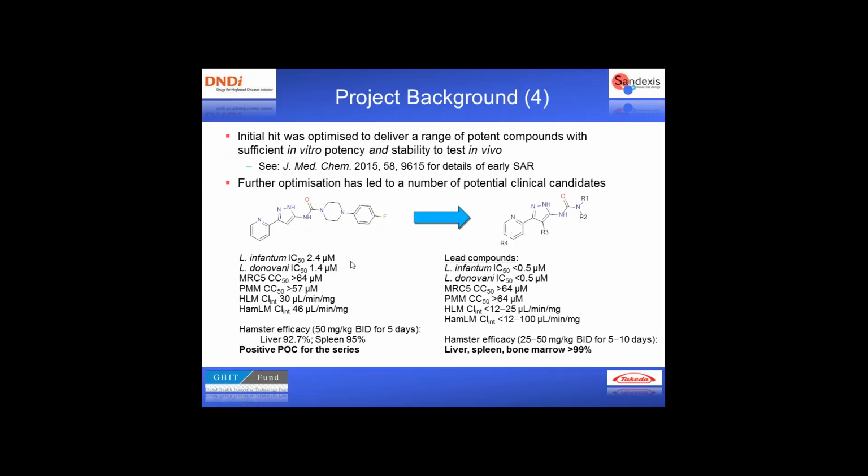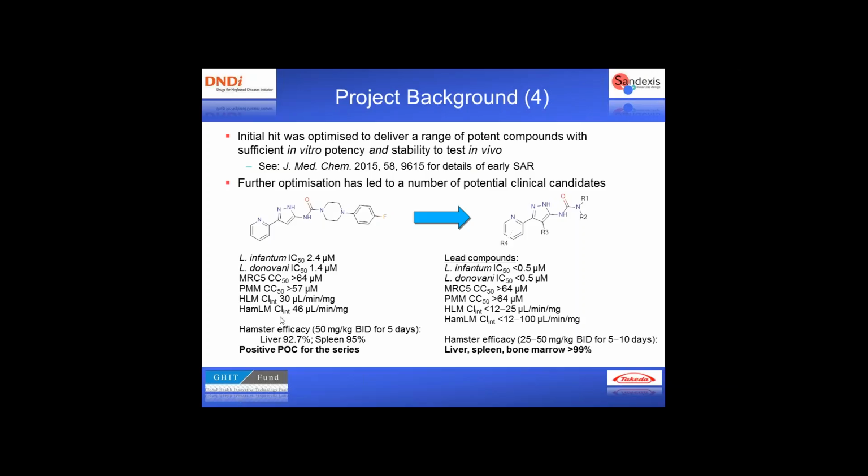So this compound is significantly more active than where we started from with the lead, so we're now around 1 to 2 micromolar in vitro against infantum and donovani with a clean window over cytotox, and certainly at this point good enough stability in human and hamster liver microsomes. And the hamster is particularly important because that's the model that we're really looking to do efficacy studies in.